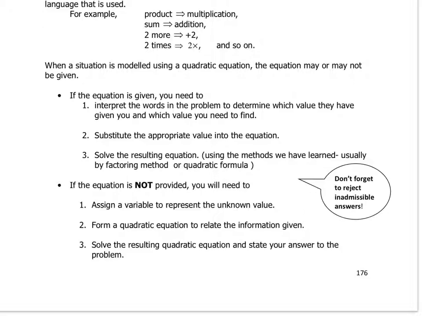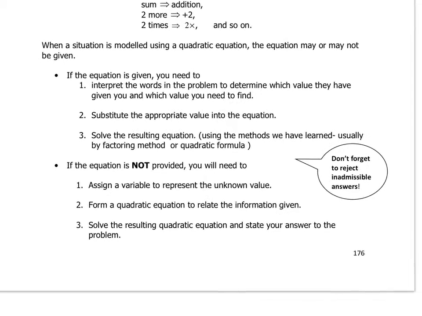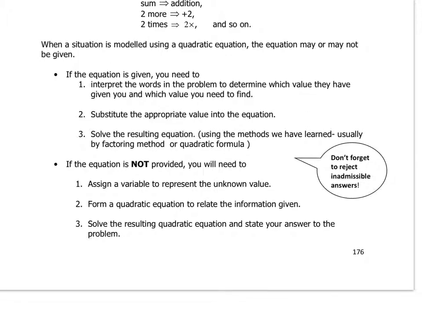And usually it involves bringing all terms to one side equal to 0, and then either factoring or the quadratic formula would be your preferred methods to solve. If the equation is not provided, you need to look at the information and assign a variable to the thing you're trying to find, and then come up with an equation that relates the variable that you're trying to find to information in the problem. And then solve, of course, that quadratic equation, remembering to reject any answers that would be considered inadmissible.